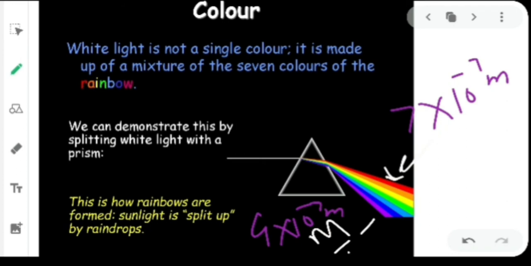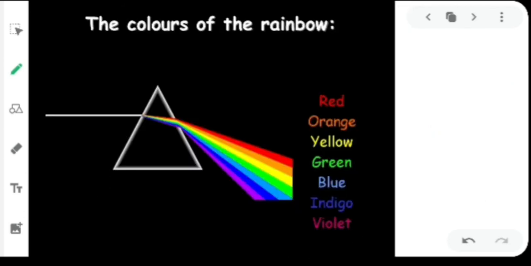Different colors are remembered in order of their increasing wavelength. We call it a rainbow, or VIBGYOR in short. This was the phenomenon of refraction. Here are the colors of the rainbow itself. The wavelength of red is 7 into 10 raised to minus 7 meters, and for violet it is 4 into 10 raised to minus 7 meters.